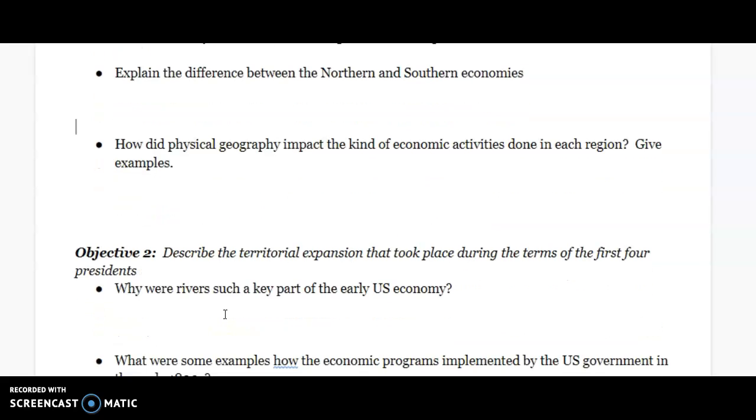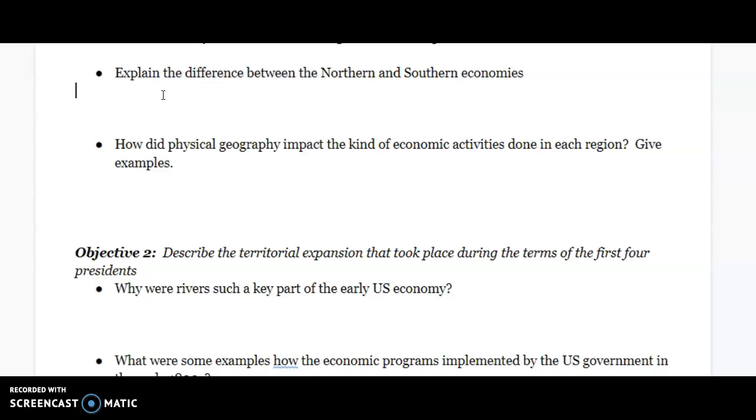So explain the difference between northern and southern economies. Hopefully we're pretty familiar with this. The North had a cold climate. They couldn't grow a lot of things, so they are really a factory economy. They make final products. They did some shipping, they did some trade, but in general, they're focused on manufacturing. The North was also free states.